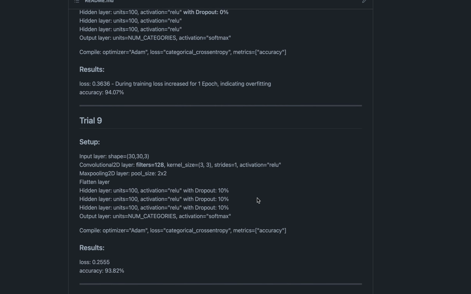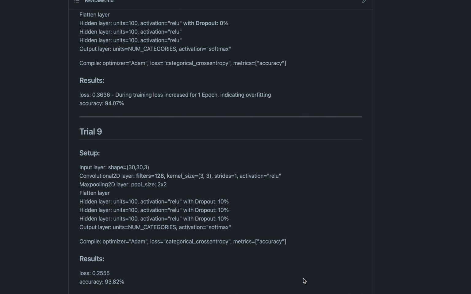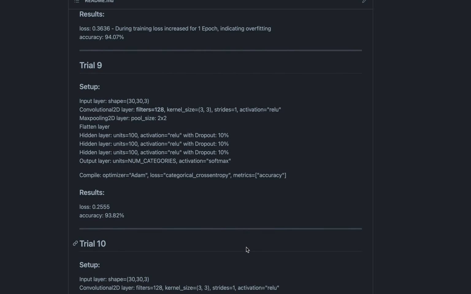Therefore, for my next trial, I decided to keep the dropout and just change the number of filters in my convolutional layer. This way I still got a very high accuracy and a very low loss compared to the previous results. So this is much more accurate than the previous setup.